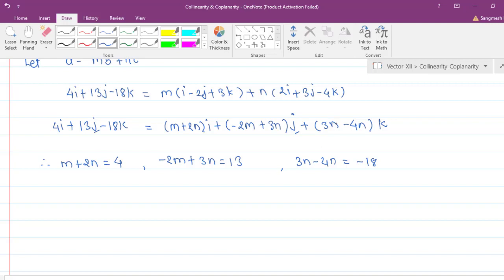Yes, it should be 3m. Thank you so much. It should be 3m. Okay, so these are three equations in two variables, so we can easily solve this question.